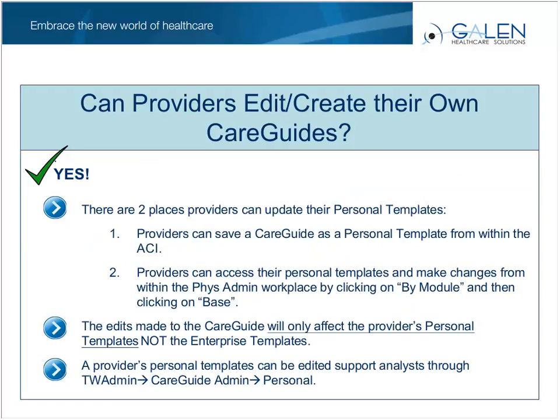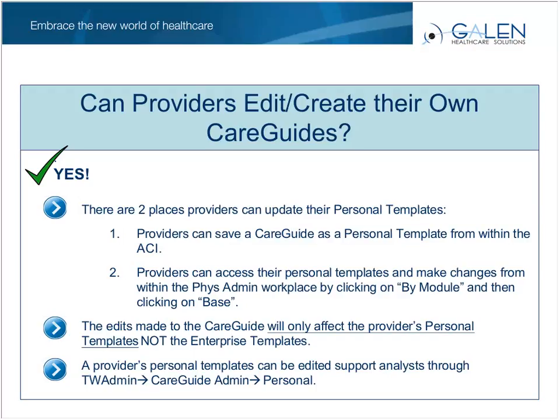Providers can save Careguides through the ACI using that right-click option of Save as Personal, or through the PAP by Module, otherwise known as the Phys Admin toolbar workspace. Once a template is saved as a personal template, an analyst can also edit it in Careguide Admin from the Personal tab. Remember, any edits made to a personal template only affect the template for that provider. It does not affect the enterprise templates.